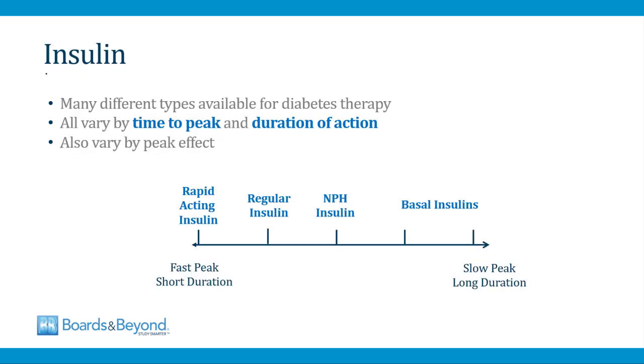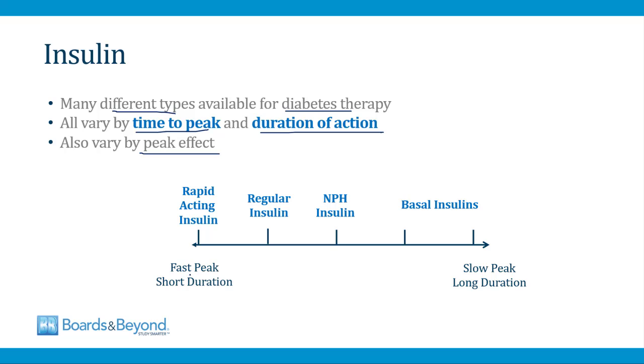So insulin is a naturally occurring hormone produced by the pancreas, but there are many different types of synthetic insulins that are available for use as diabetes therapy, and they all differ from one another by the time to peak action and the total duration of action, as well as they also vary slightly by their peak effect, meaning how much they bring down the blood glucose at peak effect.